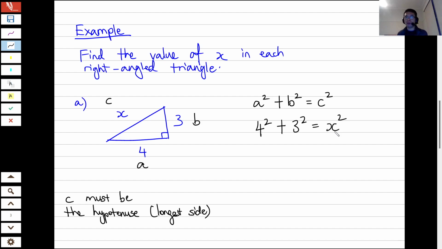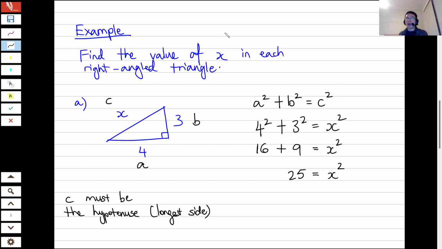Now, we can continue with this calculation. We can simplify 4 squared. Remember, when I square a number, it just means to take that number and multiply it by itself. So 4 squared just means 4 times 4, and that gives me 16. 3 squared means 3 times 3, which gives me 9. And all of that equals x squared. Now, I can add 16 and 9 together, and that gives me 25.